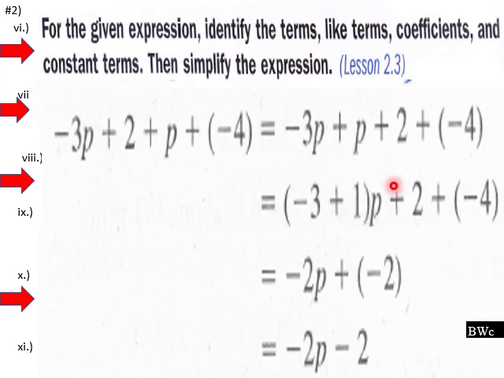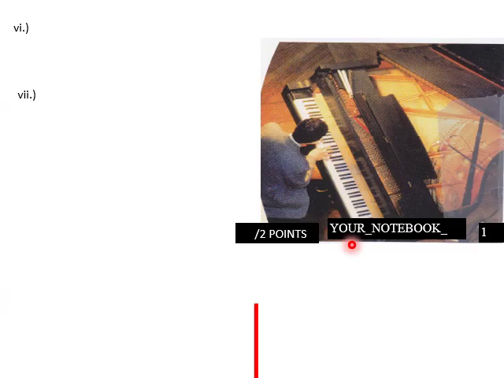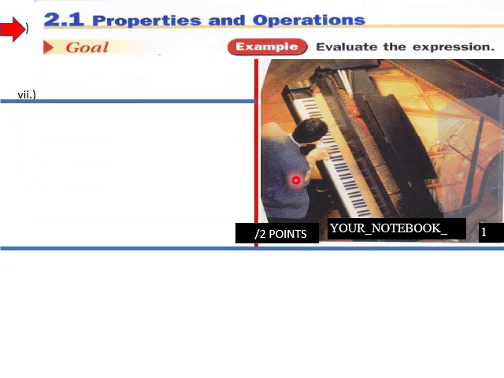And then when we combine these all together, negative 3p plus p, we're going to group, we're going to move our p over to here. So negative 3 plus 1p would be negative 2p. And then 2 and negative 4 would be negative 2. So we have negative 2p plus negative 2. So negative 2p and negative 2 would be a simplified version of this expression. Okay, let's go into our first example here.